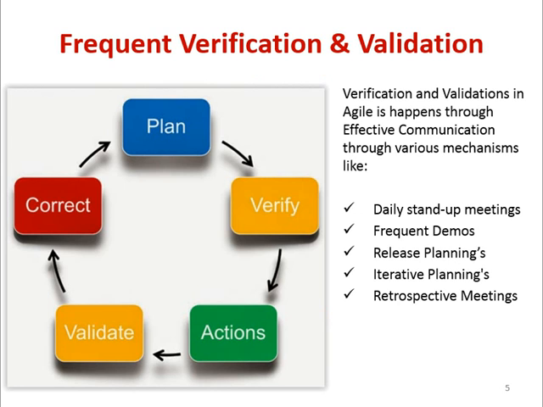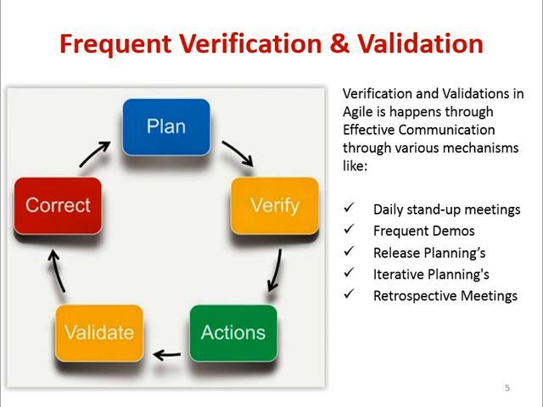Moving on to the next slide, we have frequent verification and validation. So what exactly do these terms mean? Verification and validation in Agile happen through effective communication, which I talked about. So you verify it and you validate it. What are the modes of communication, or you can say the mechanisms, through which verification and validation are done? Generally they are daily stand-up meetings, which are 15-minute meetings, then frequent demos, release planning, iterative or sprint planning, then retrospective meetings. All these are meetings in which you verify and finally validate.